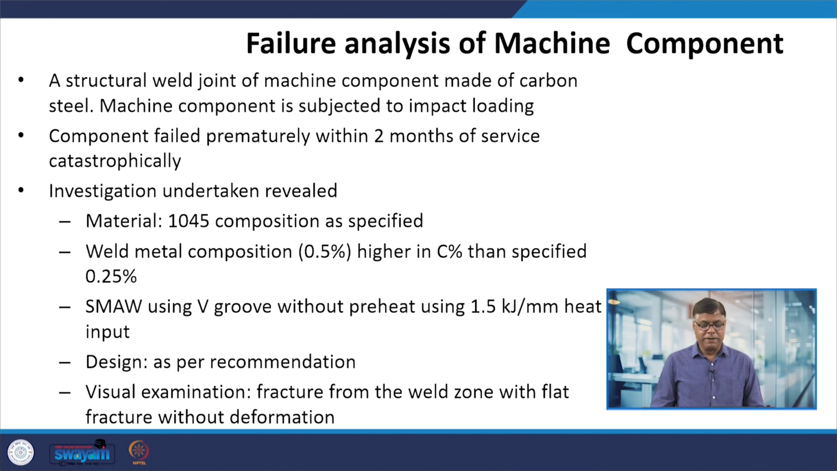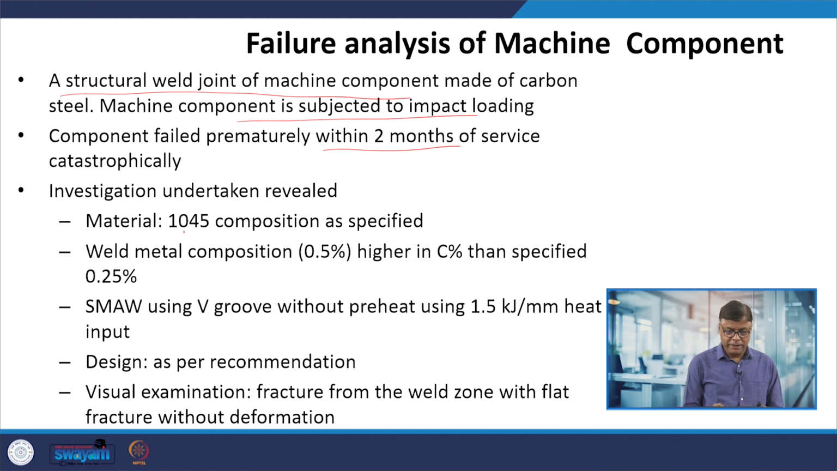Now, we will be talking about one case study. In this case study, the failure analysis of a machine component which is made of carbon steel. A structural weld joint of the machine component made of carbon steel, this machine component was subjected to impact loading, and the component failed prematurely within 2 months of service, catastrophically. So, a sudden fracture occurred, and therefore, an investigation was carried out. The component was made of 1045 steel, and when the composition was checked, it was found as specified, but the weld metal composition was found higher than the specified one as compared to the 0.25.